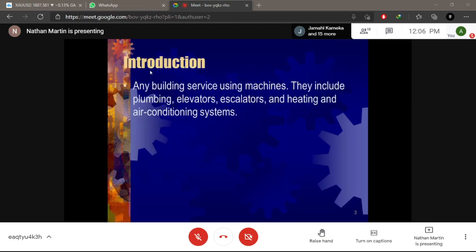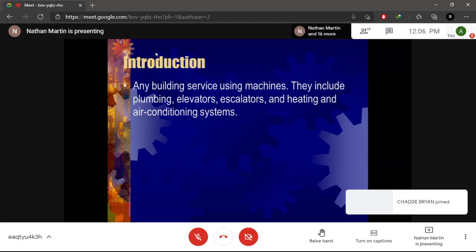Any building service using machines includes plumbing, escalators, and heating and air conditioning systems. That's basically what our mechanical systems are. And we know as electrical engineers, we have to do modules such as electric machines and drives. So hence we, as electrical engineers, will play a part in the mechanical systems.